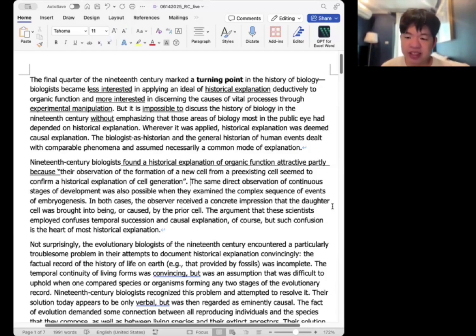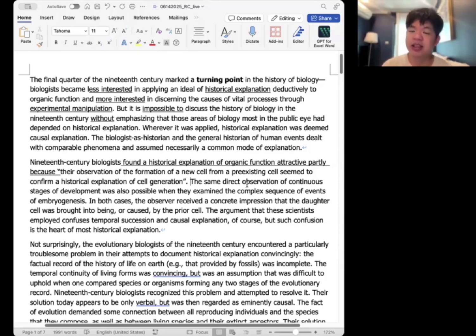All right. The same direct observation of continuous stages of development was also possible when they examined the compressed sequence of events of embryogenesis. Now, of course, there's a proper noun in this sentence. As your teacher, I want to tell you that it's okay if you don't understand this proper noun. The key is that you first need to understand what the previous sentence was talking about, right? As we just discussed in the previous sentence, the advantage of historical explanation is that we can truly verify it through observation.